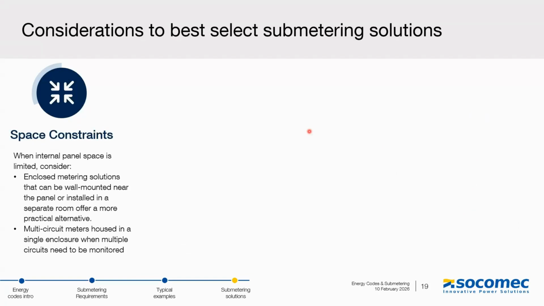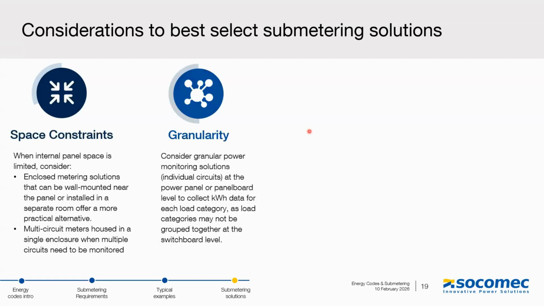So in this case, a lot of times it's easier to provide enclosed metering solutions that can be wall mounted near the panel or even installed in a separate room, which provides a more practical alternative than having meters internally mounted to a panel. A lot of times it's not possible to have meters built into the panel when the panel is already installed at the site. So having solutions like multi-circuit meters that are housed in a single enclosure can help save space and simplify installation compared to deploying multiple single point meters.